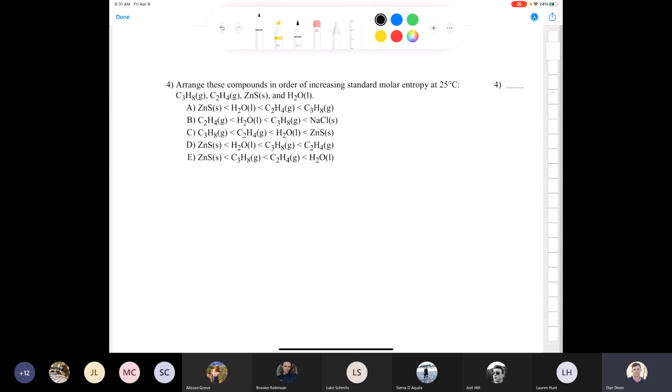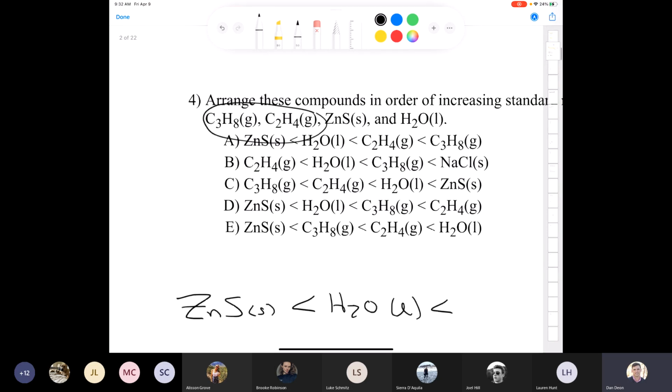Question number 4 says arrange these compounds in order of increasing standard molar entropy. You can see that we have two gases, a solid, and a liquid. Well, you should know that the entropy of a solid is going to be less than a liquid, and the entropy of a liquid is going to be less than that of a gas. So we know that the zinc sulfide is going to have the lowest entropy. The water in the liquid phase is going to have the next lowest entropy. Then if I compare the entropy of these two gases, the first one, C3H8, that's propane gas. The next one is ethane gas, which the names are neither here nor there.